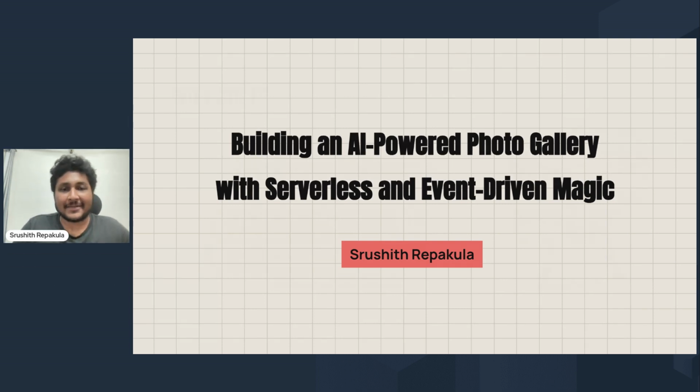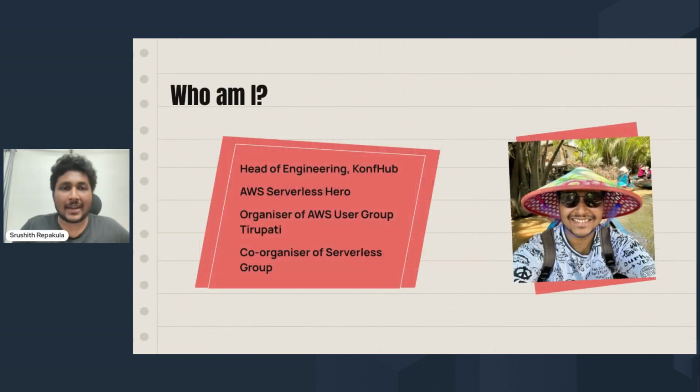So let's get started. First of all, who am I? I'm Srushith Repakula. I'm the head of engineering at KonfHub, and I'm also an AWS Serverless Hero. I also organize a couple of meetup groups. One is the AWS User Group Tirupati, and I'm the co-organizer of Serverless Group, which is a serverless-specific group here in Bangalore. So that's a very brief introduction about me.